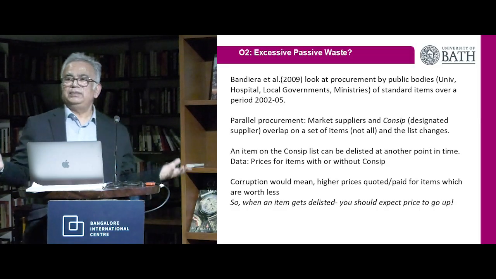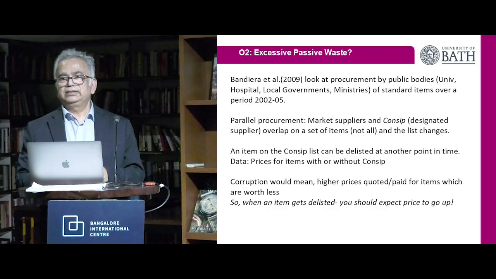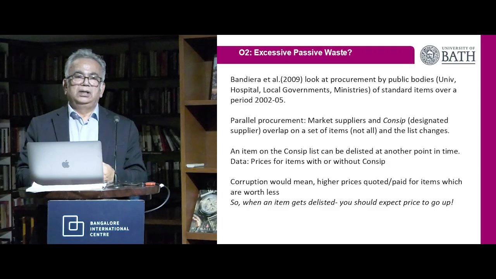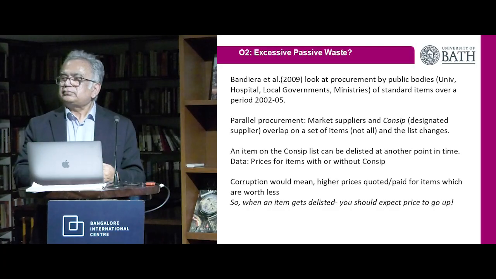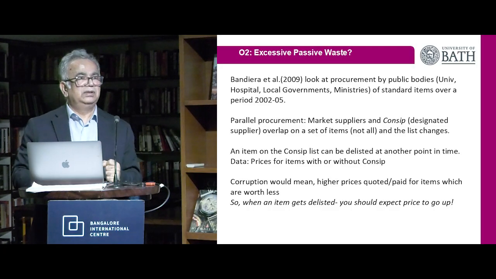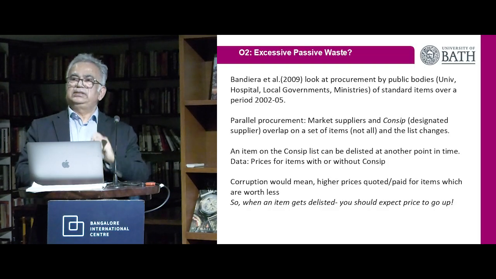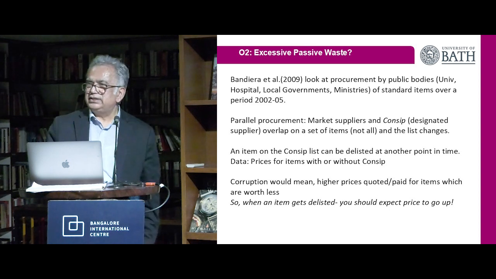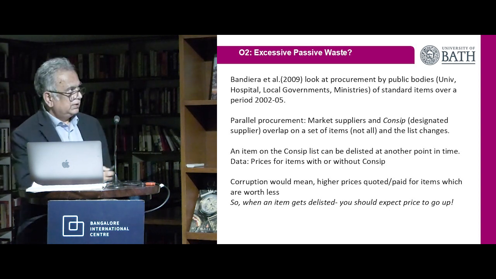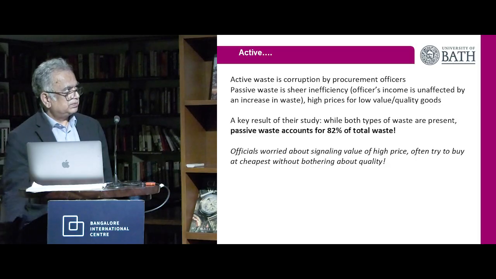So you would expect, if there is a lot of corruption in the procurement business, that I take money from you if you're trying to sell me this, and I pay you more, and you give me a cut. Okay, so that would be the typical bribery here. So you would expect prices to go up when an item gets delisted. Okay? And that would be called active waste, because we're wasting money on this good through corruption.